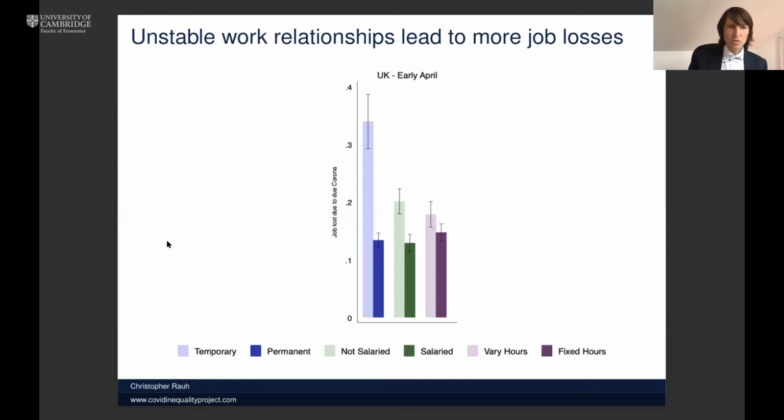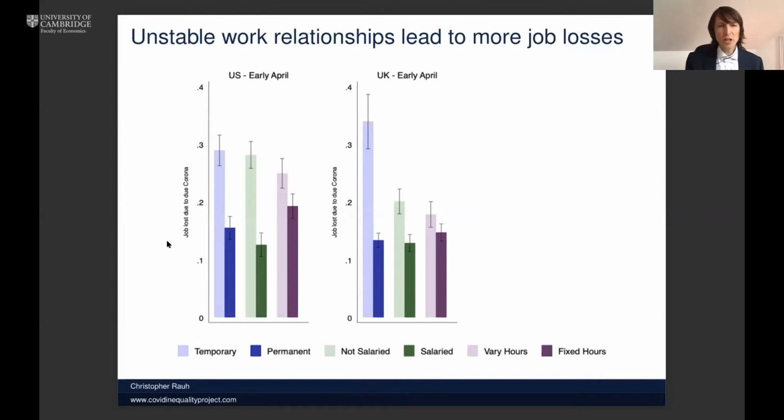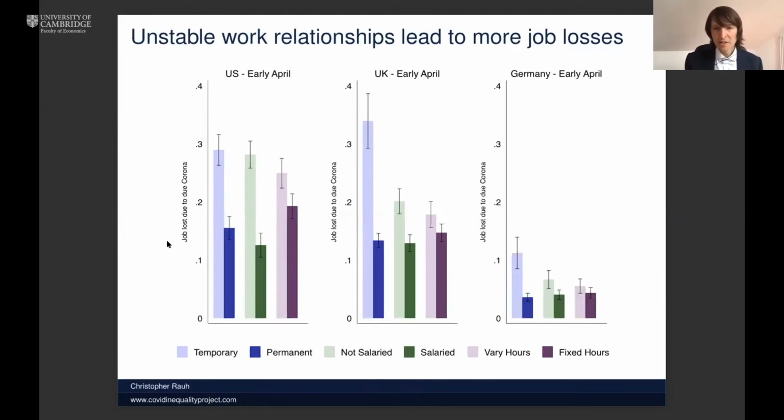Now, if we look at the US, we see the same patterns and also quite a similar magnitude. So again, people on less stable work relationships were more likely to lose their jobs. And now, if I show you the same figure for Germany, you're going to see that the patterns are very similar, but the magnitude is much smaller. So in Germany, we see much less job losses, but those job losses that took place were more likely to take place in unstable work relationships. One reason we think this might be the case is because in Germany, there was a short-time work scheme in place, which helped buffer the shock and help firms adapt to the lower demand.